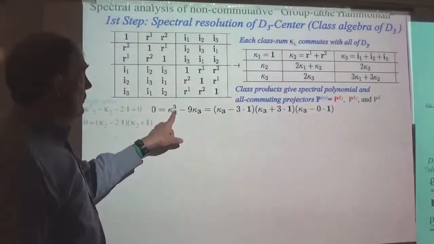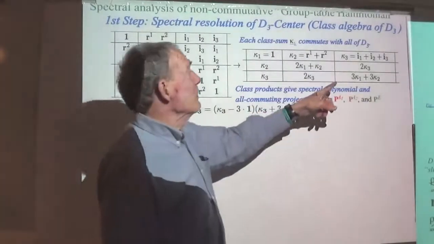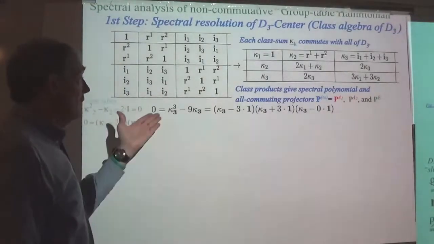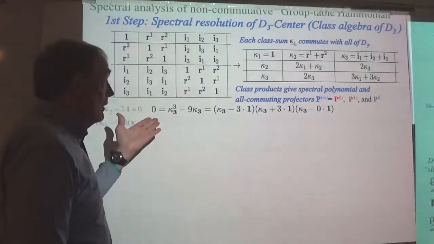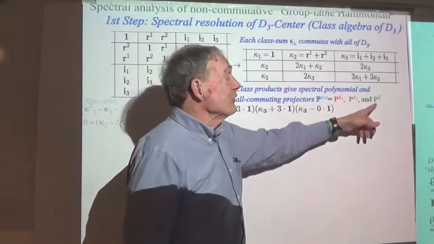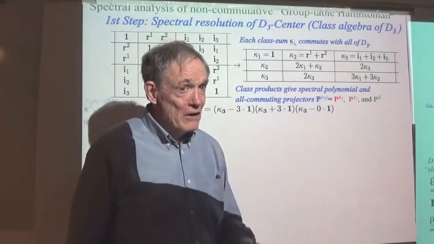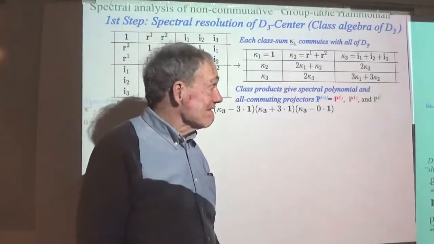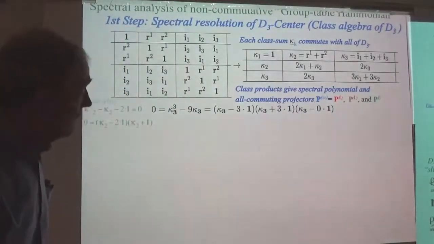See, this is the factorization of the K3 cubed equation, which is 9K3. So there's an equation that just involves K3, this third class sum, and obeys a cubic equation with three different roots. And that's all we need. We just need to get three projectors. The A1, A2, and E is what they're going to be named. Remember that we had in an octahedral group an A1 and an A2 and an E? Right? Same deal. They're related in a distant sort of way.